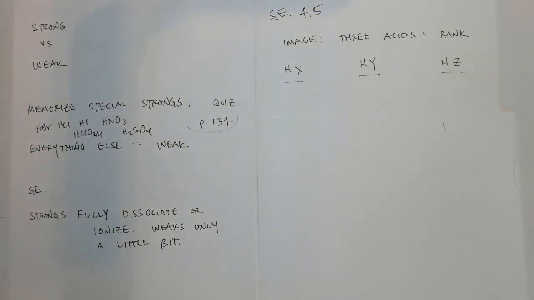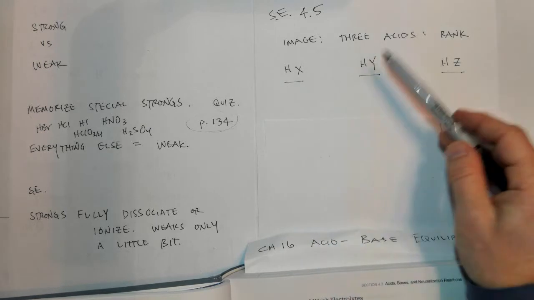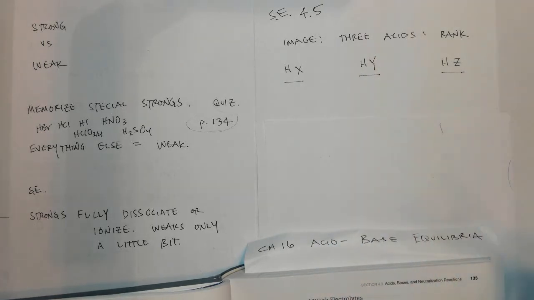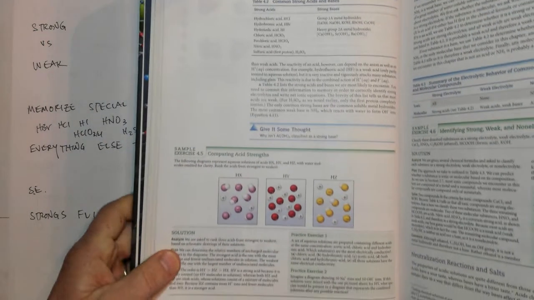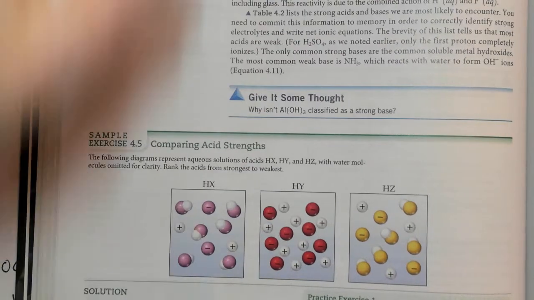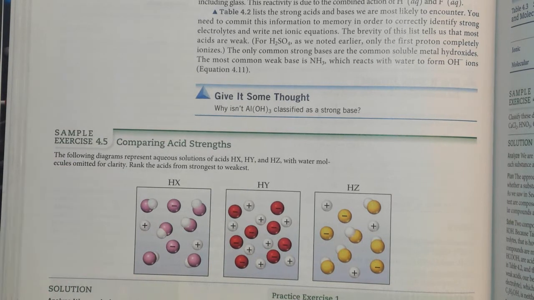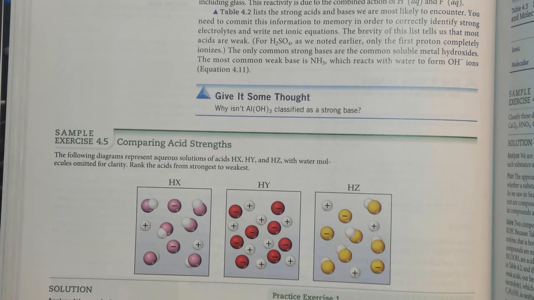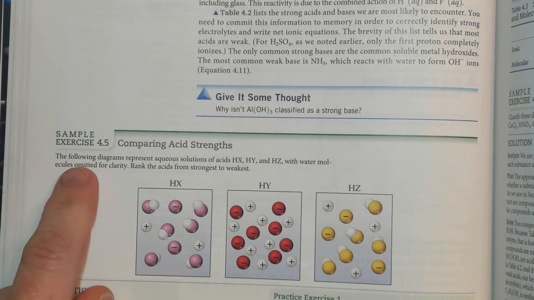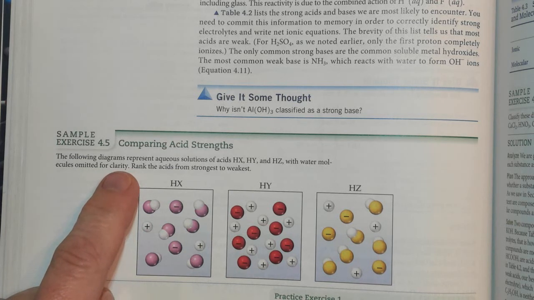There are 3 acids in this image that I'm going to put on the screen, and we want to rank this HX acid, this HY acid, and this HZ acid from weakest to strongest. So let's zoom in on this picture and let's take a look at these. It says the following diagrams represent aqueous solutions. The water molecules are omitted for clarity, so it's assumed that they're aqueous. Rank the acids from strongest to weakest.